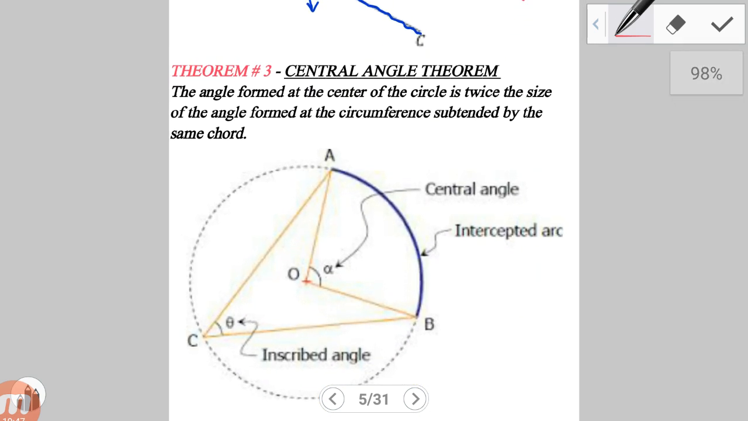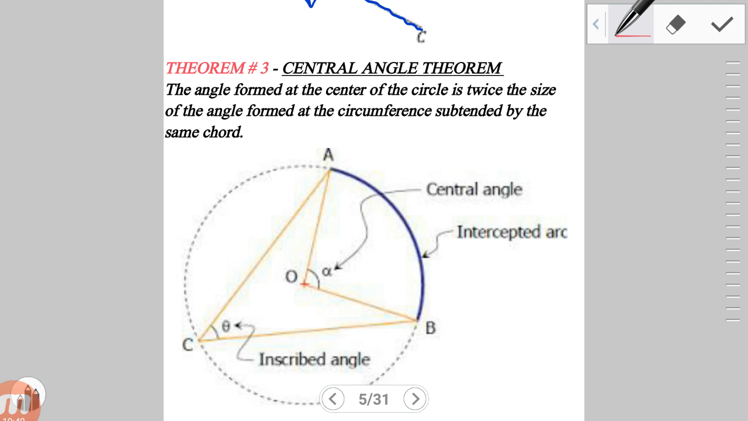All right, so here's Theorem number 3. Central angle theorem. This is related to an angle that is created at the center of the circle. So here now what we're looking at is the angle formed at the center of the circle is twice the size of the angle formed at the circumference that is subtended by the same chord or arc.